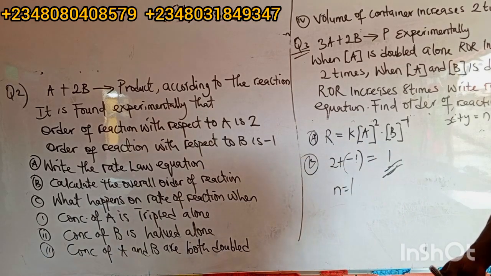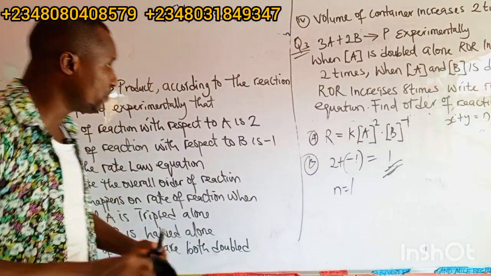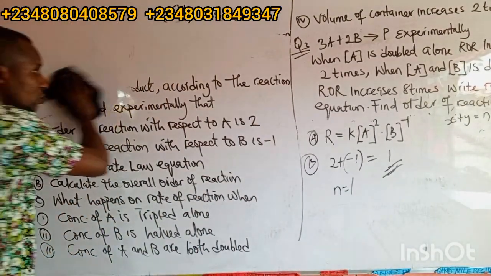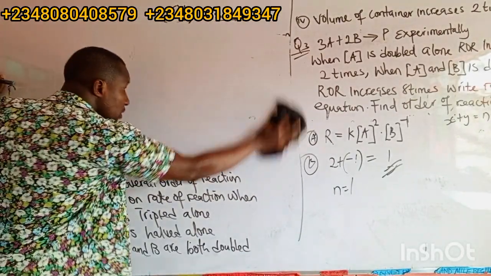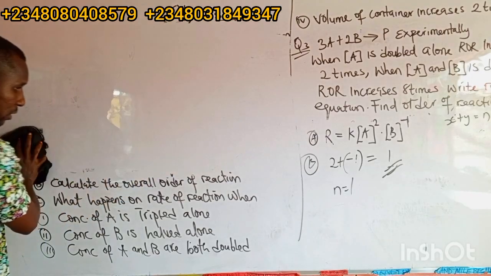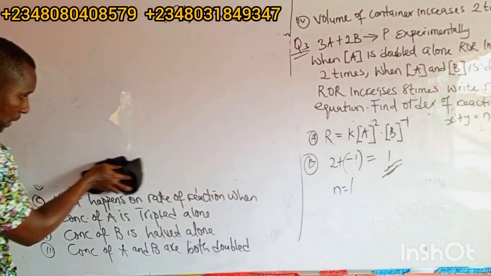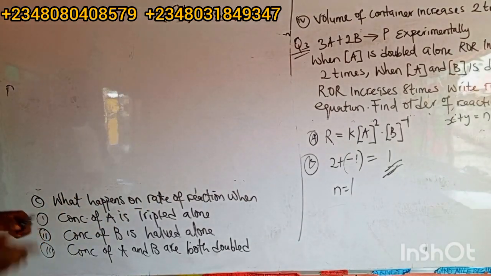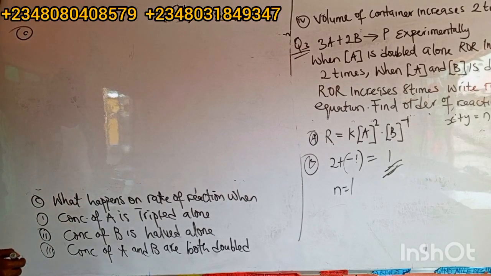Then, next question, they say, what happens on rate of reaction when, let us listen. What happens on the rate of reaction? You've done this. That means what happens to the rate of reaction when the concentration of A is tripled alone?